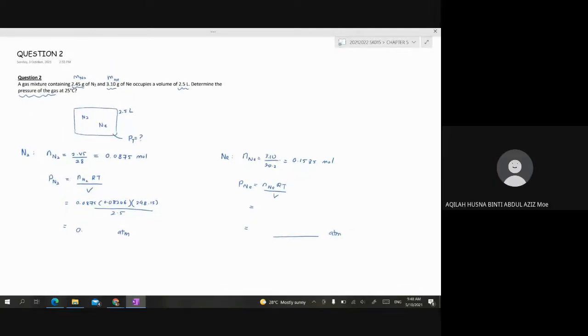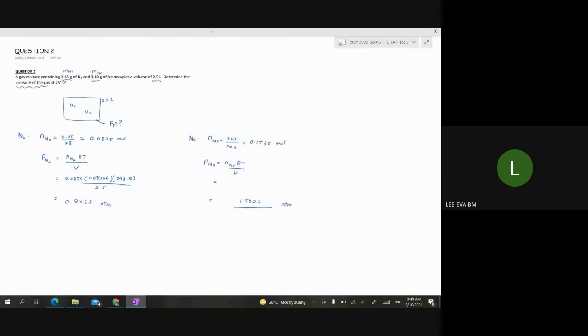0.856. 0.8563 atm. Can, no problem. 0.86 accepted. Okay, how about for neon? Neon, do you have the neon? 1.5022. So we make both of your decimal points for nitrogen and neon the same, so easier for you to add up later.